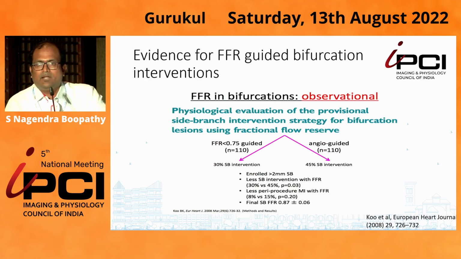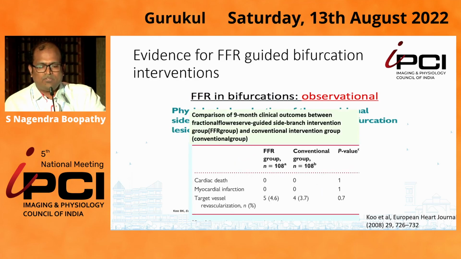Coming to the evidence, it all starts with Koo et al., who published the study way back in 2008 in European Heart Journal. It was not a randomized study; they consecutively studied the patients in two arms, angiographic guided PCI and FFR guided PCI for the side branch assessment. They defined the side branch as below. They found that there is a significantly reduced side branch intervention if you do FFR. However, the primary outcome of the study was clinical outcome at 9 months, which was not significant. The number of events was so low that we cannot get any conclusion from this particular data.